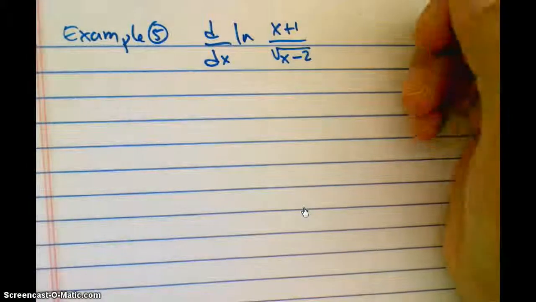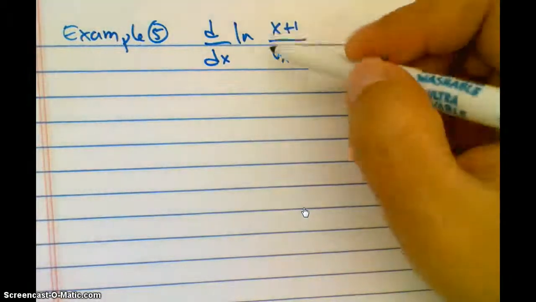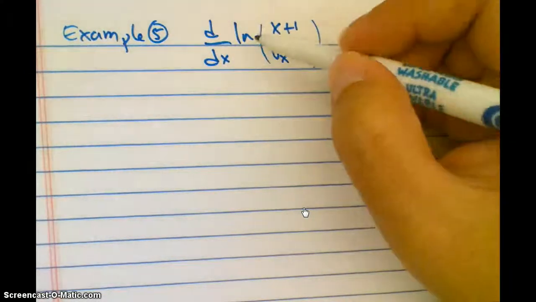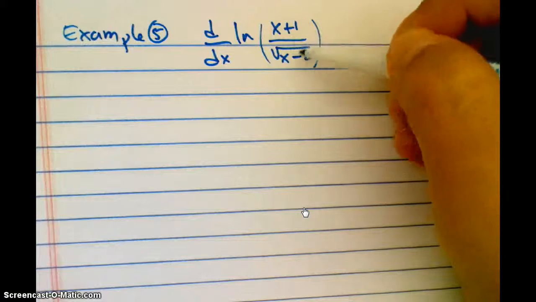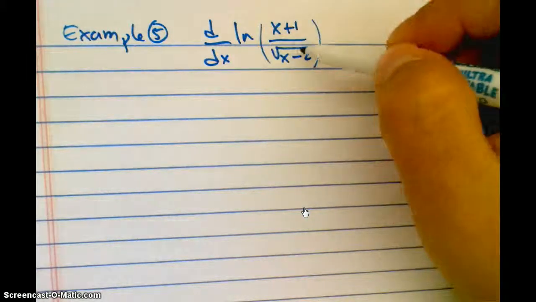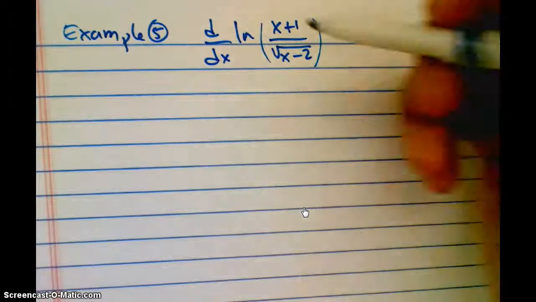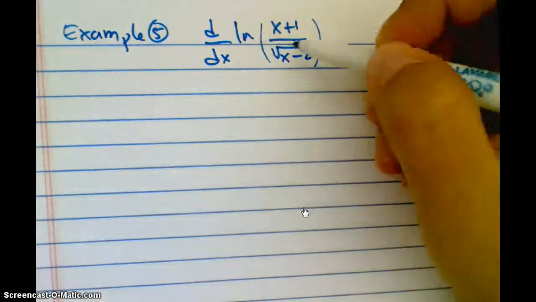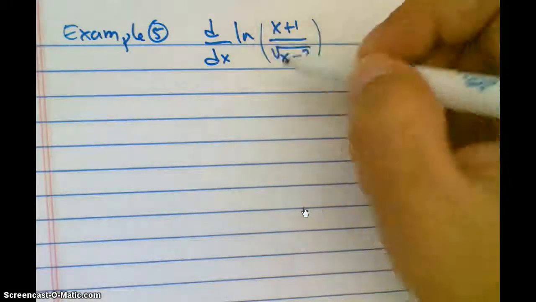In example 5, I'm going to show you two different ways of doing it, and the second way will come from the fact that I have the natural log of a quotient, and that can be split up into the difference of the natural log of the dividend and the divisor. So let me just treat this as a natural log of this quotient. So the derivative of natural log is the reciprocal.